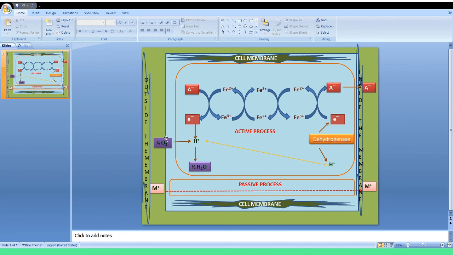And he also did not explain the reason behind the selective absorption of ions.